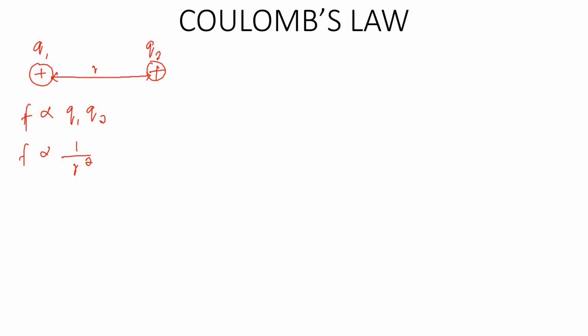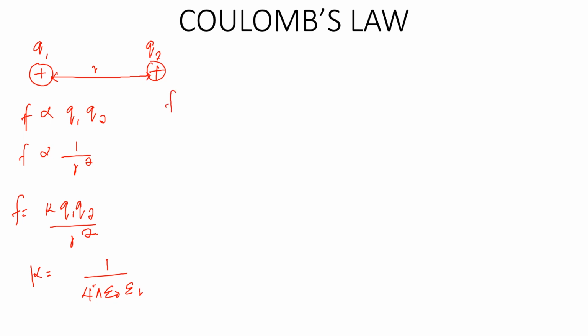So mathematically we say that F is equal to K Q1 Q2 over R squared. That is, we actually remove the proportionality constant using this electrical constant, and K is given as 1 over 4 pi epsilon naught epsilon R. Let's begin to define all of these things one after the other.